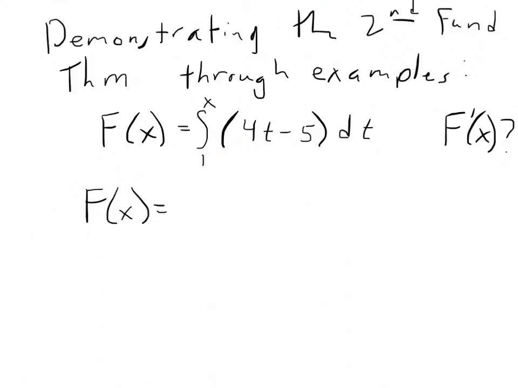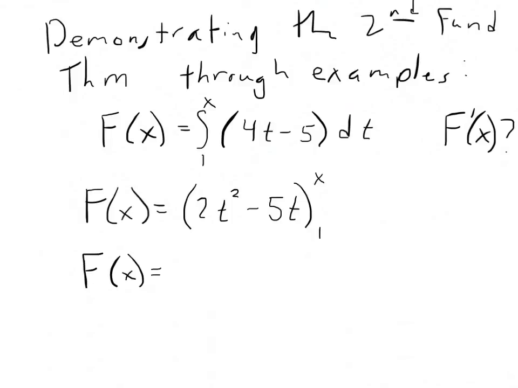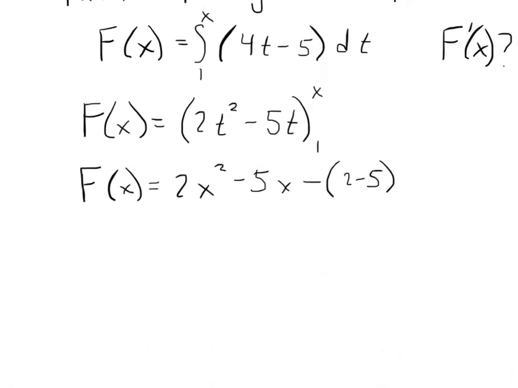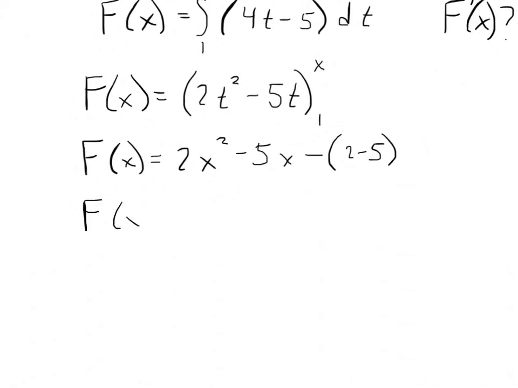The antiderivative of 4t will be, and I'm going to skip the work for it, 2t squared minus 5t, which we then evaluate from 1 up to x. So in order to find out what f of x is, we plug in x first. It gives me 2x squared minus 5x minus, and then we plug in 1, which is 2 minus 5. So we end up finding out that f of x is 2x squared minus 5x plus 3. So yay, this is what f of x is.